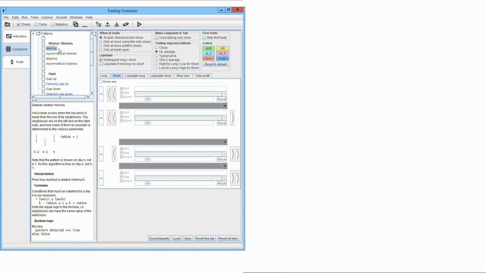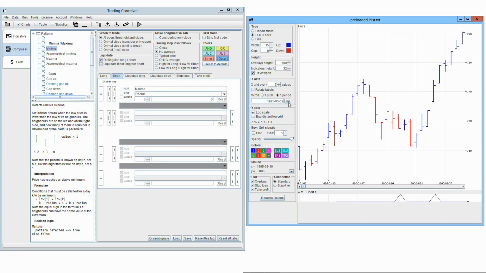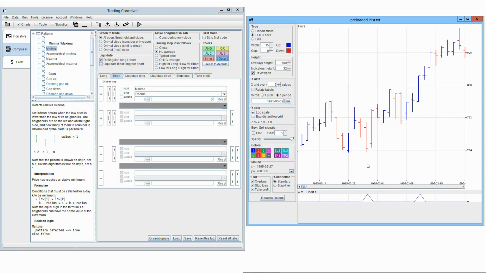Let's make an example with a minima algorithm with a radius of 3. The algorithm is true 3 bars after the minimum. For instance, this signal refers to this bar. This other signal refers to this other bar. This bar is not a minimum because its low is not the lowest among the 3 bars on the left and on the right.